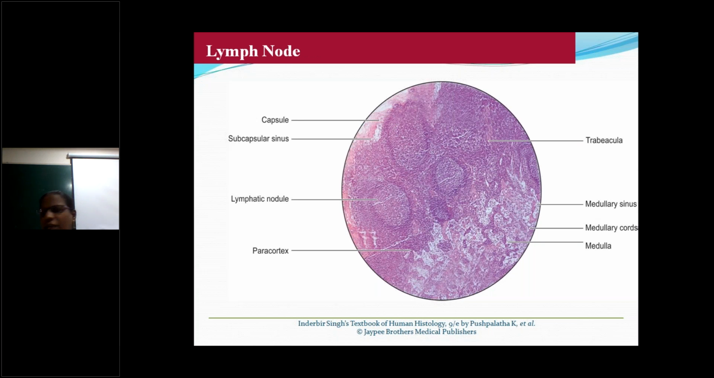Okay, next coming to the lymphatic tissue. The lymphatic tissue has 4 organs: lymph node, spleen, thymus, and tonsil. Lymph node, we all know, is a bean-shaped structure. When we are drawing a diagram, a part of the section will be seen.